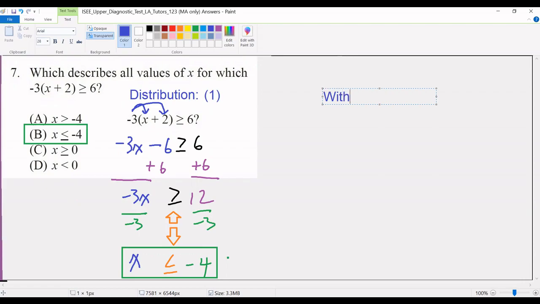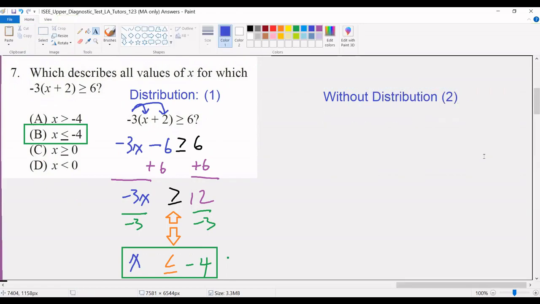Without distribution. So this will be our second method. It's good to know multiple methods to solve a problem so that we can decide what is the best option for us. So I'm going to copy this question down one more time.